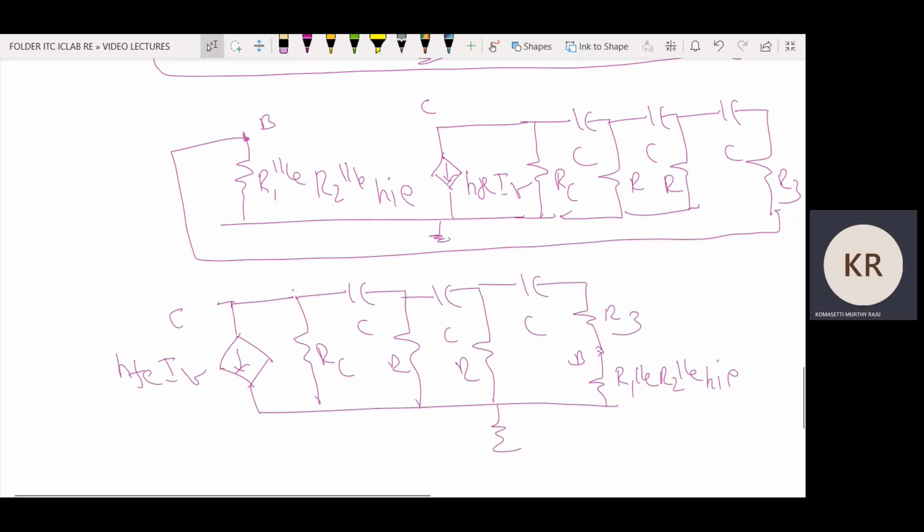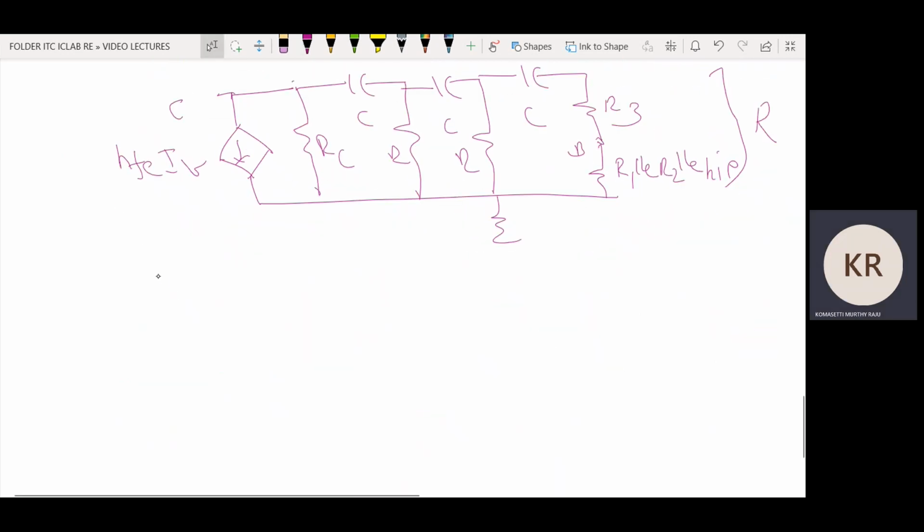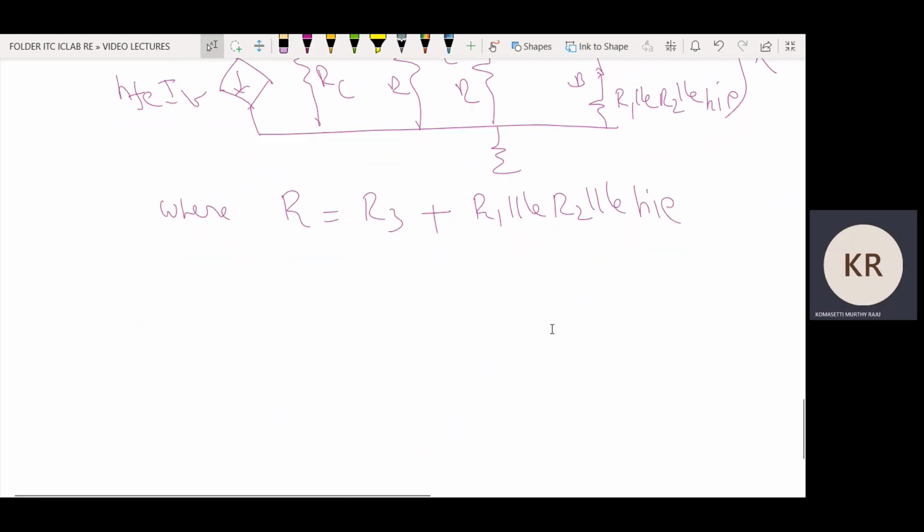Therefore, this one is R3. Total combination is R, where R is equal to R3 plus R1 parallel to R2 parallel to HIE. Therefore, final circuit diagram is here C point. This one is C. Arrow indicates like that.